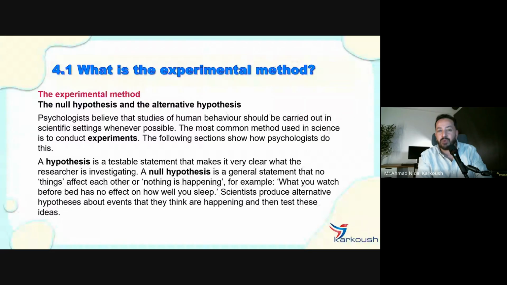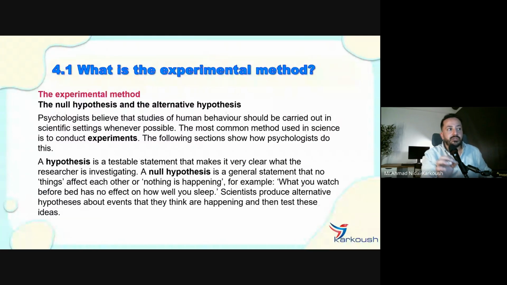What is a hypothesis? A hypothesis, again, is a testable statement, not a question. And it makes it very clear what the researcher is investigating. A null hypothesis, however, is a general statement that says no things affect one another or nothing is happening. For example, what you watch before bed has no effect on how well you sleep. This is a null hypothesis. It says nothing affects anything.